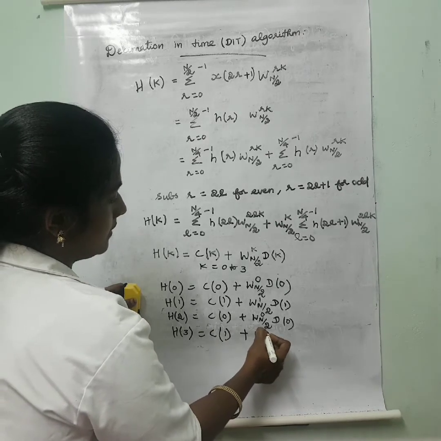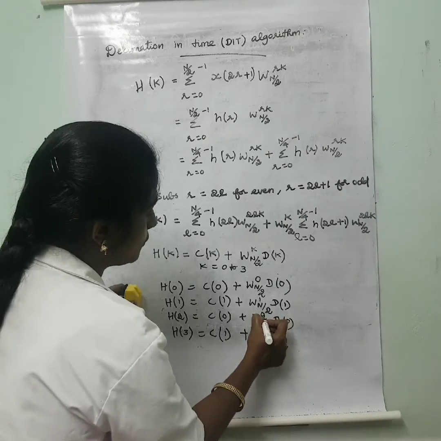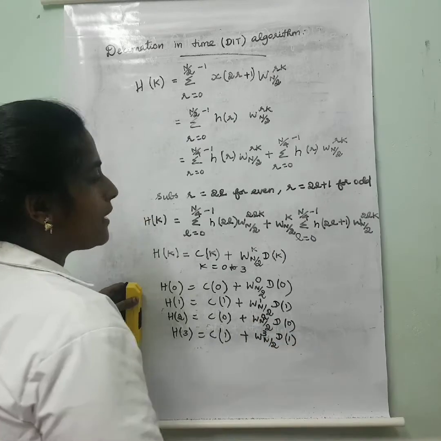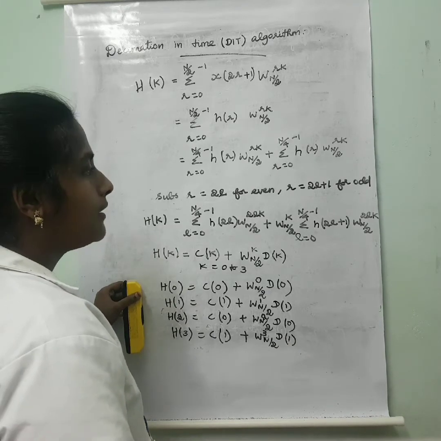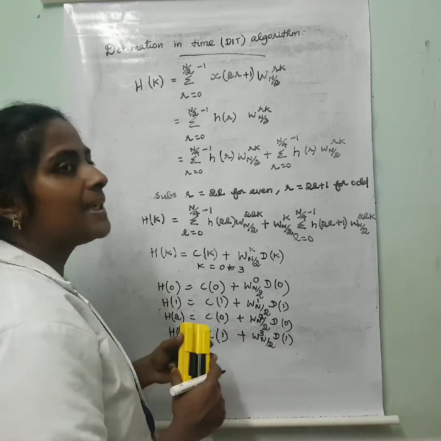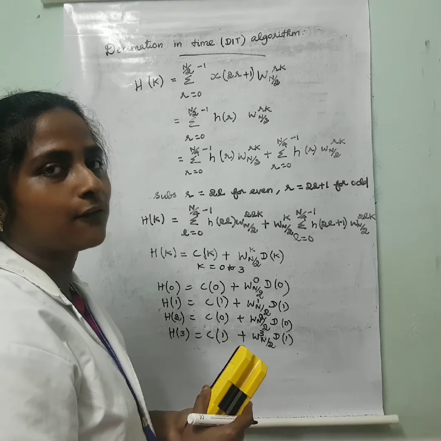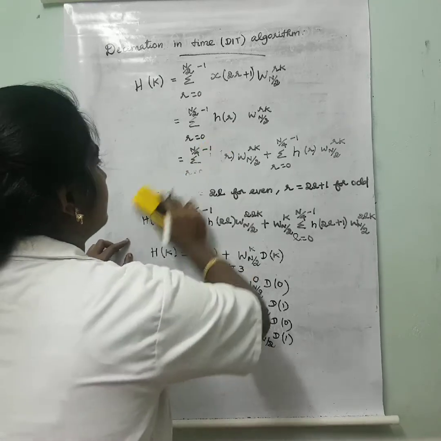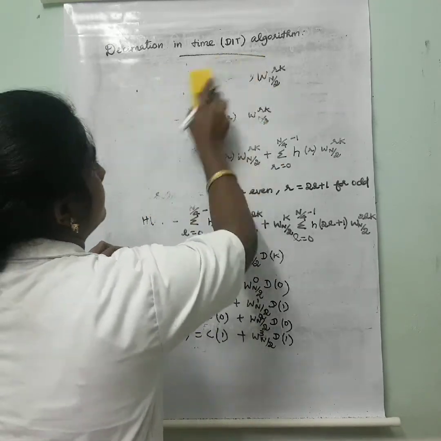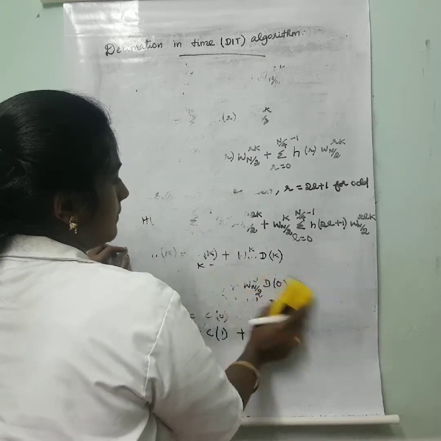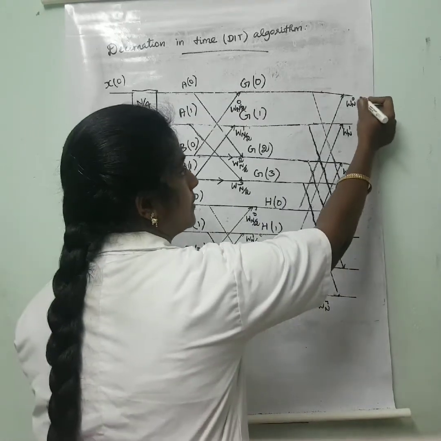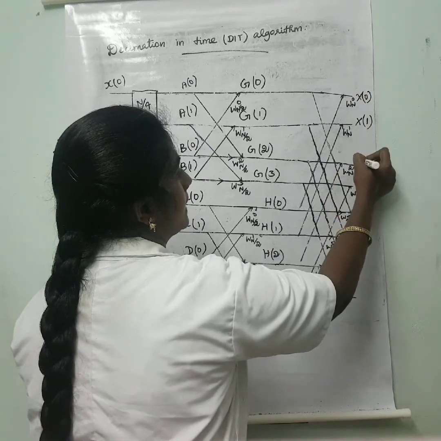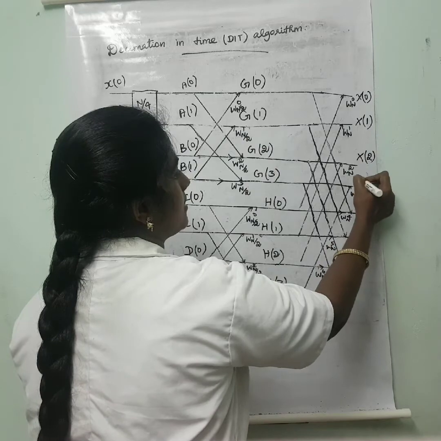Power 3, here you will get 2, here you will get 2 into d of 1, that is d of 3 is equal to d of 1. From these equations, you can draw the second stage of the butterfly diagram and the third stage of the butterfly diagram. So we can draw the second stage and the third stage from the equations.